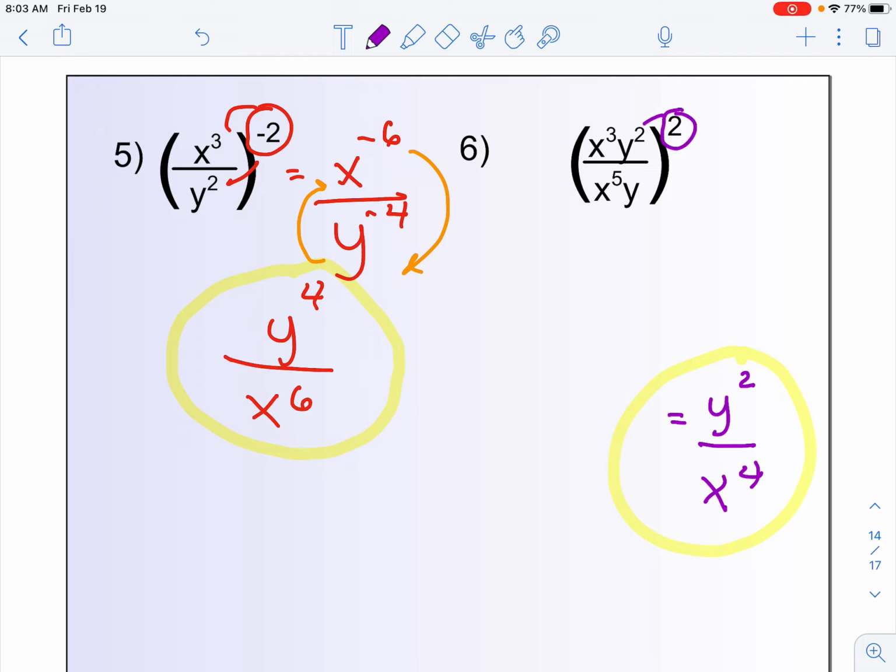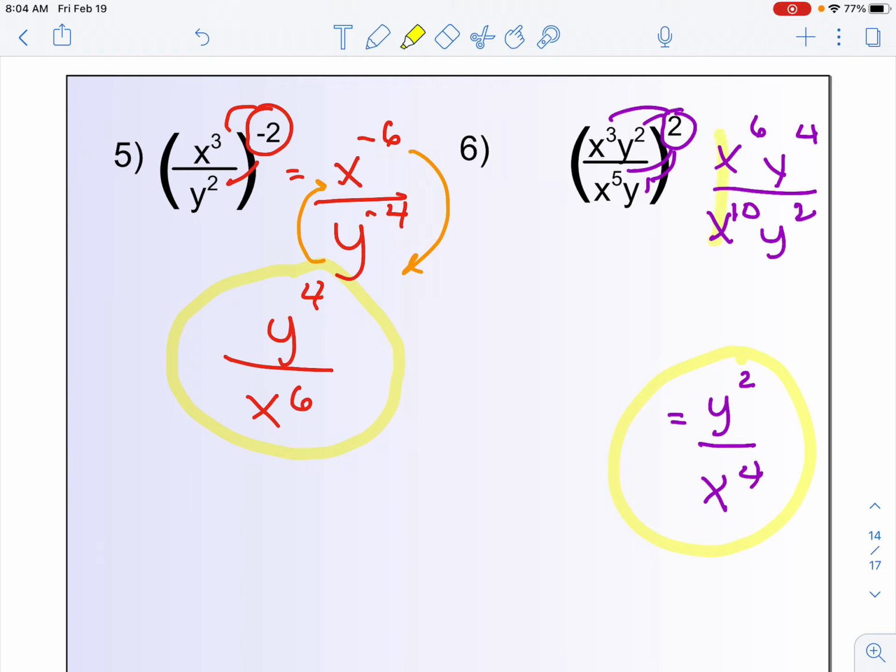So again, we're going to raise and multiply those exponents together. So that's going to give us x to the 3 times 2 or 6th power, and y to the 2 times 2, 4th power. And then again, we need to do the same to the denominator. So x to the 5 times 2 is x to the 10. And y to the first to the second power is y to the second.